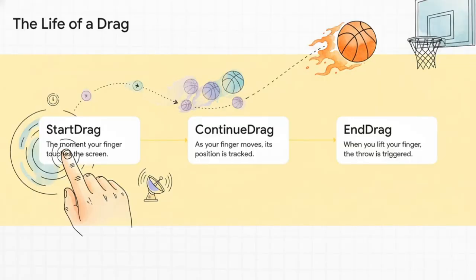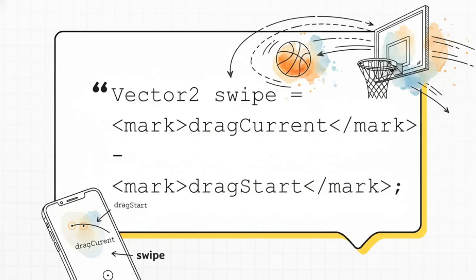It all starts with start drag. The second your finger touches that screen, bam! The game logs that starting point. As you move your finger, continue drag is firing constantly, tracking where you are in real time. And finally, the moment you lift that finger, end drag is called, and that's the green light to launch the ball.